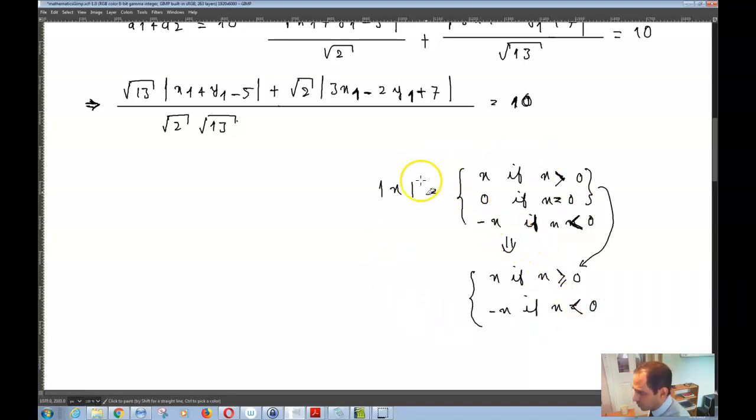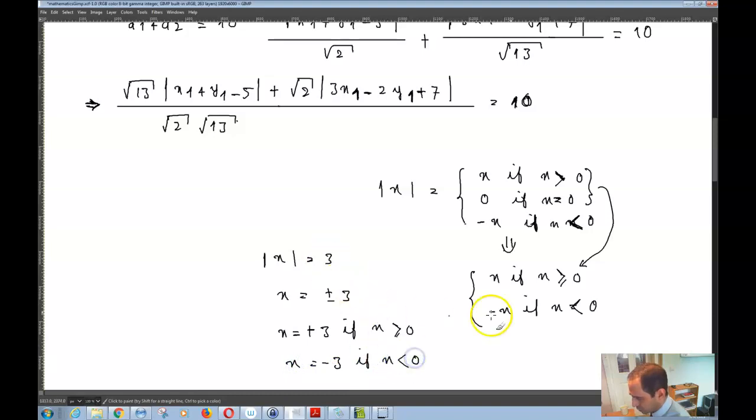Okay? So what that means is that, for example, if I write the absolute value of x is equal to 3, that means that x is equal to plus or minus 3, and x is equal to plus 3 if x is greater than or equal to 0, and x is equal to negative 3 if x is less than 0. Based on this, this expression I can write as positive x is equal to 3, and this expression I can write as negative x is equal to 3. So I can do the same thing over here.